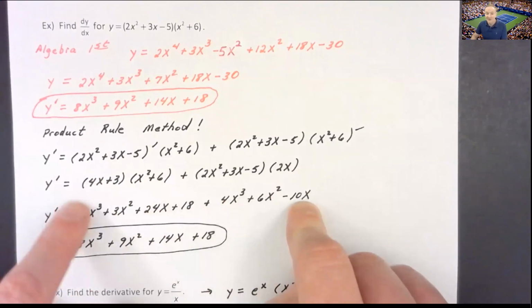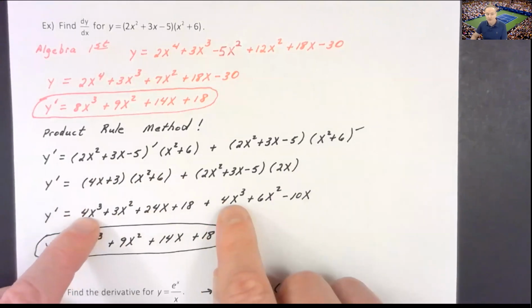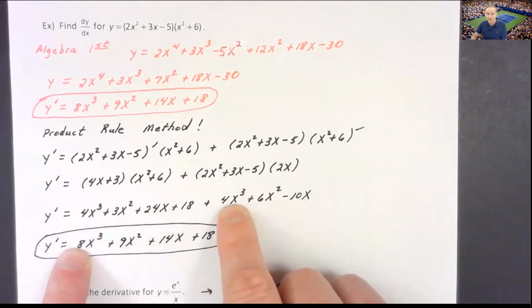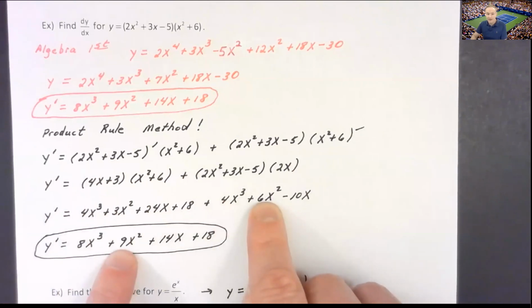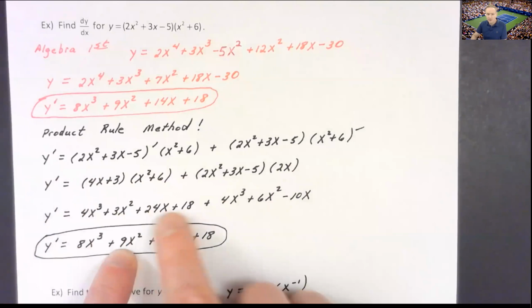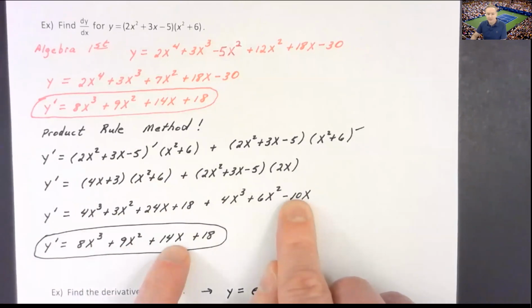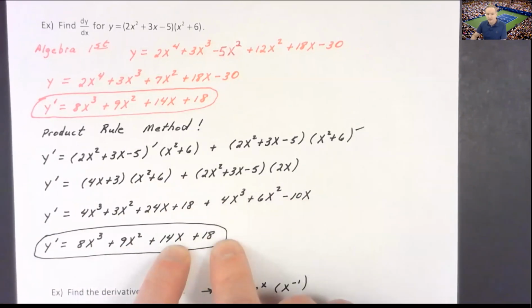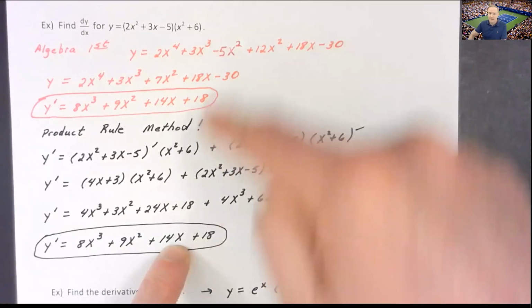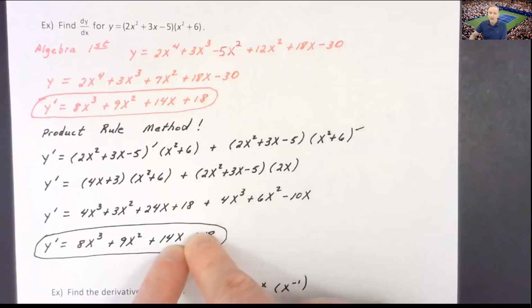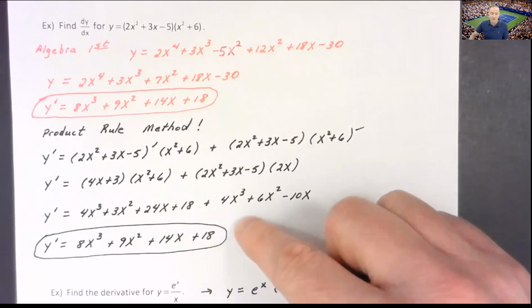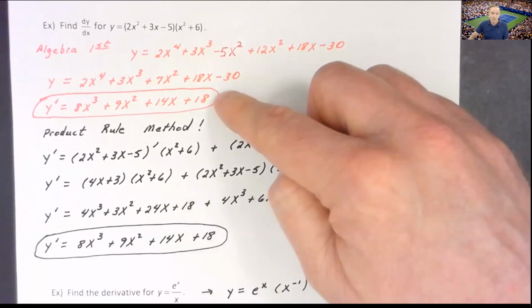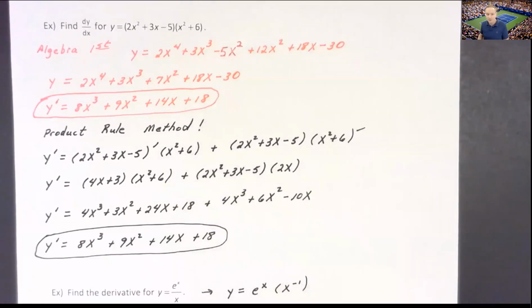And now when you gather your like terms, you'll have 4x cubed plus 4x cubed for 8x cubed. We'll have 3x squared plus 6x squared for 9x squared. We have 24x minus 10x for 14x. And of course, we still get the plus 18. So we get the same answer either way. I much prefer, since this is the product rule section, that you do the problems this way. You might check with algebra first and then the power rule.